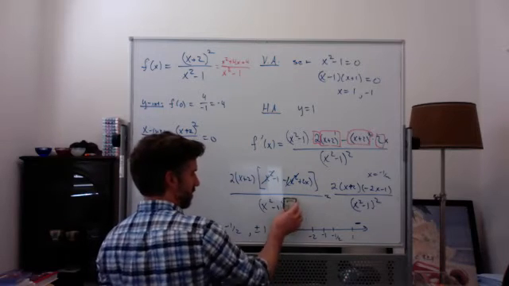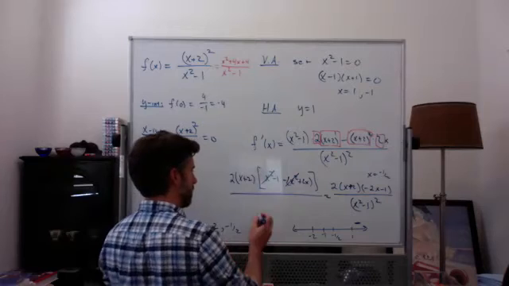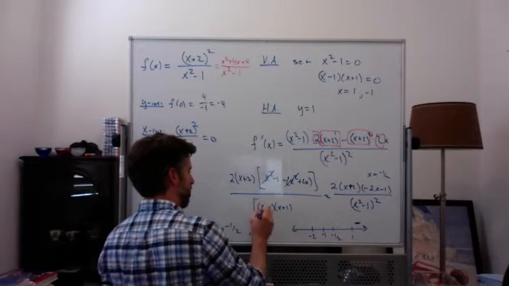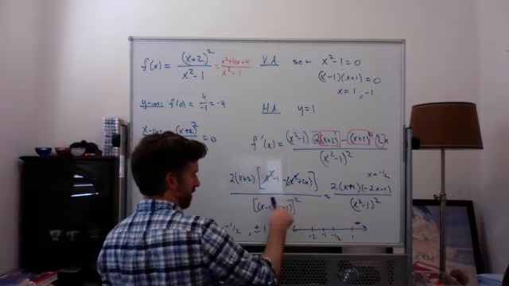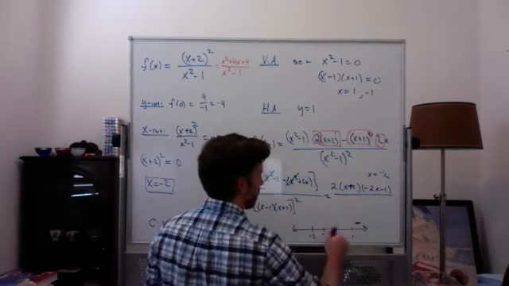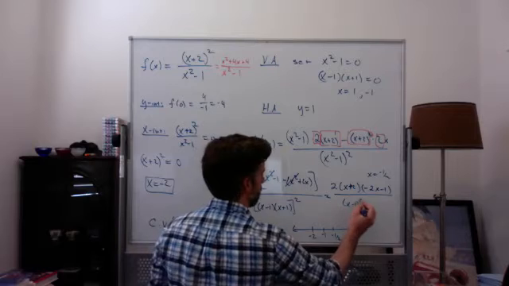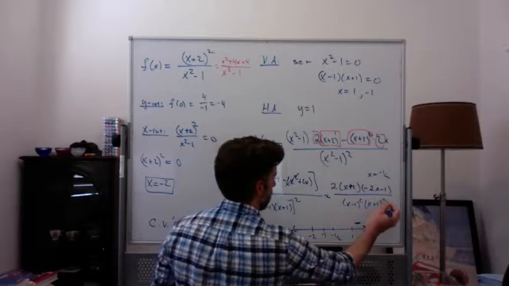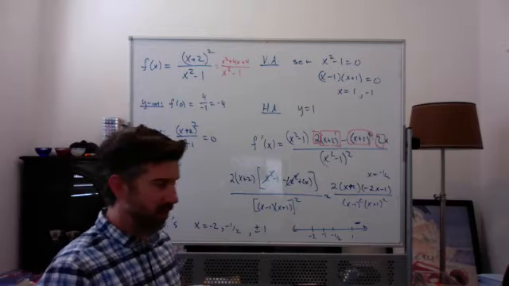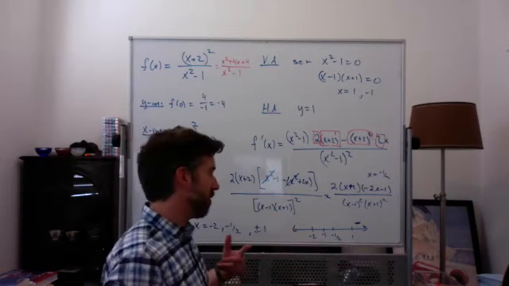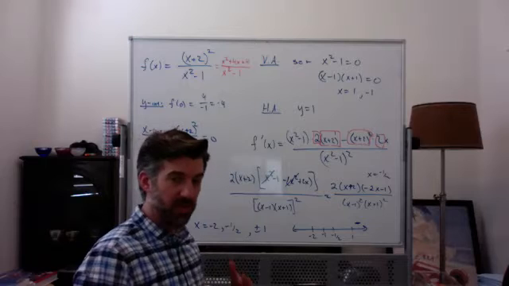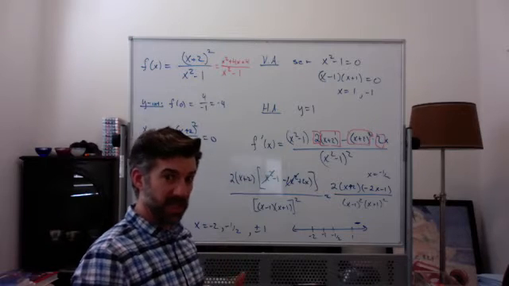X squared minus 1 squared is x minus 1 times x plus 1, quantity squared. And then I square each thing and I get x minus 1 squared times x plus 1 squared. There's a reason for this, and I'm showing you this. When a 0 comes from an odd powered factor, the sign's going to change. When a 0 comes from an even powered factor, the sign's going to stay the same.